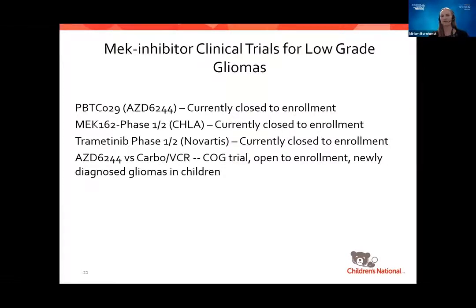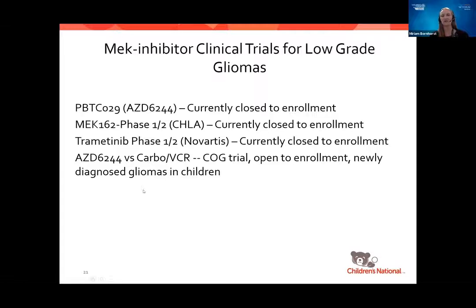So with NF1, as I showed you, the plexiform neurofibromas will form when you have upregulation of that particular pathway. The same thing happens if you have a low-grade glioma. So these are also cells that are abnormally growing and should respond similarly to this medication. So there are a number of clinical trials that have been looking at this. You can see, again, that a lot of them are now close to enrollment. So hopefully we'll be able to get some really good data out of that that'll help with the approval of this medication for treatment of low grades.